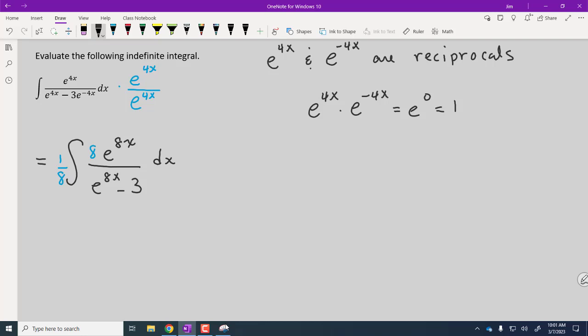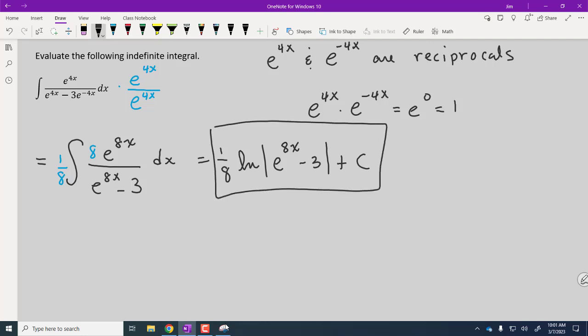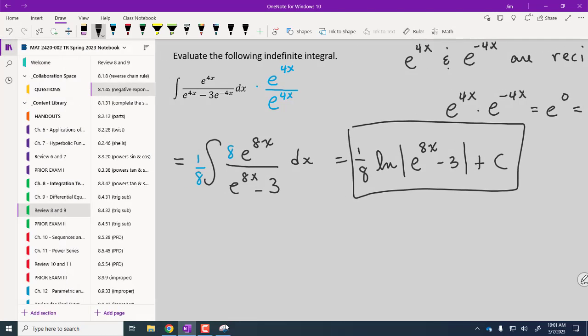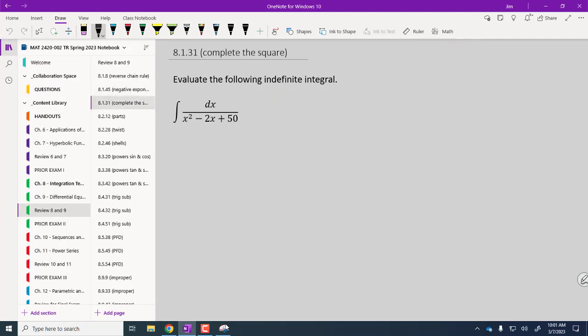So remember that log form is when the denominator's derivative is exactly the numerator. And the derivative of an exponential is itself times the derivative of the exponent. The derivative of this exponent is 8. Derivative of 3 is 0. So now that it's in log form, we can write down our answer. The answer for log form is always natural log absolute value of the denominator plus c. All right. Stop me if you have questions.